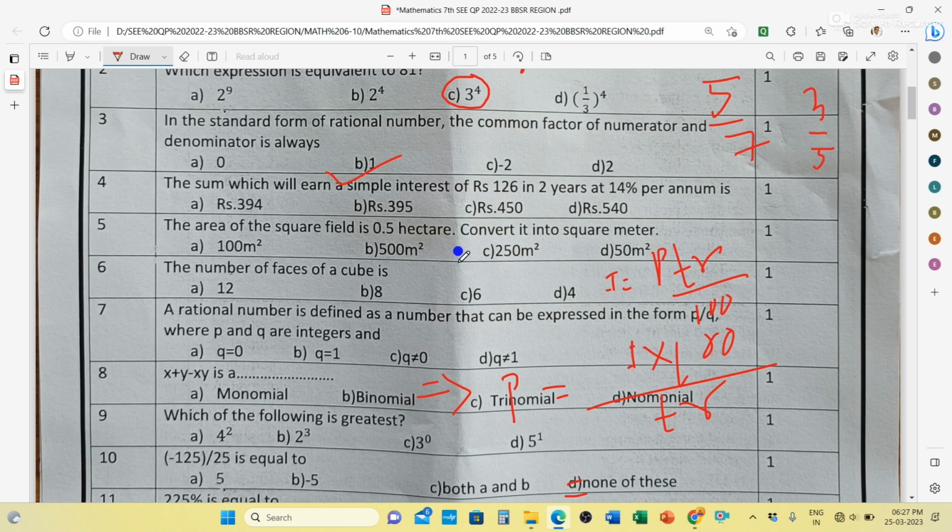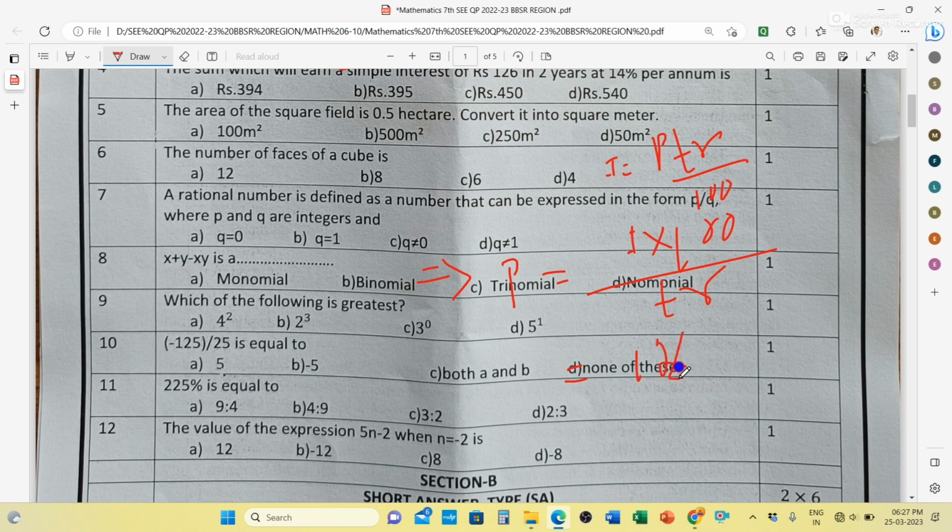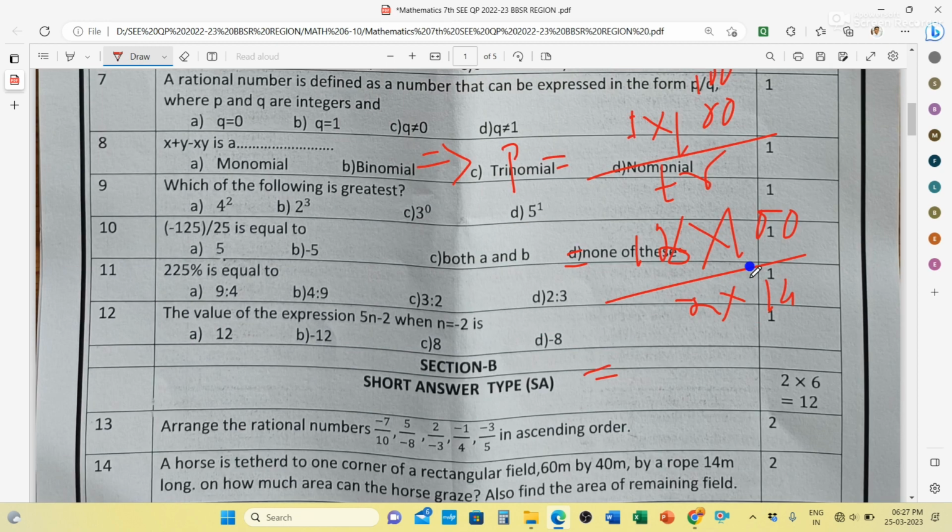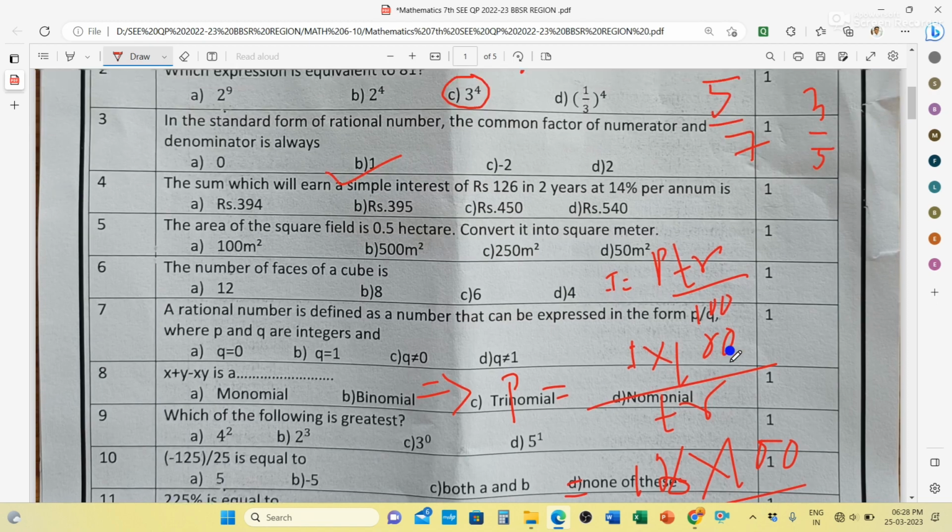So here I equals 126. So 126 multiplied by 100 by, here T is 2 years, so 2 multiplied by R is 14. So here you will get 126 multiplied by 100, that is 12,600 by 14 2s are 28. If you solve this, then you will get rupees 450. So 450 will be the answer.